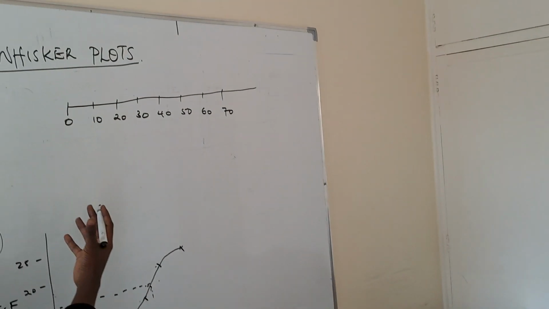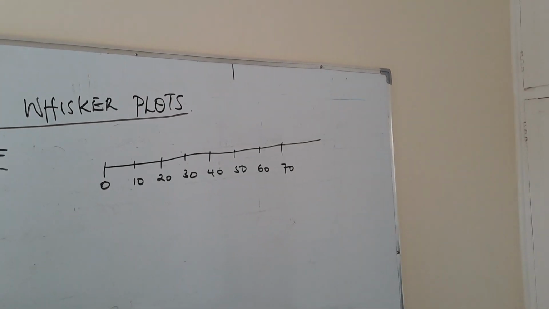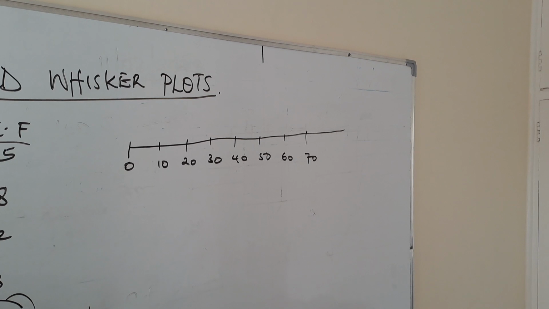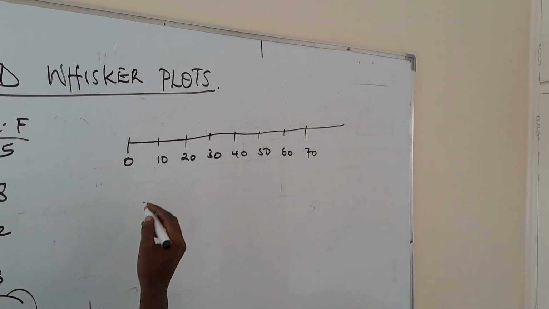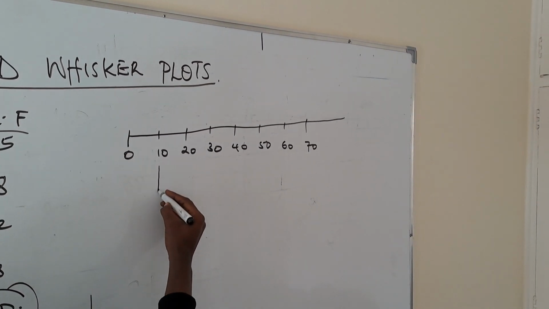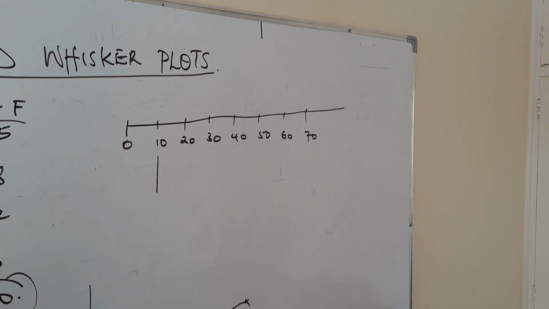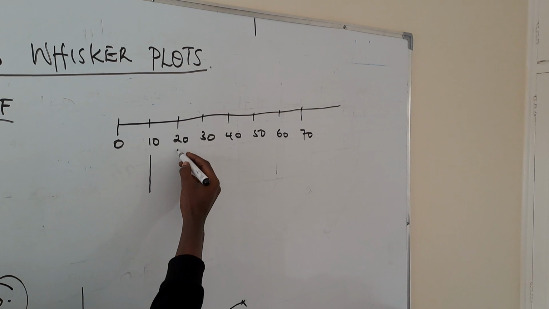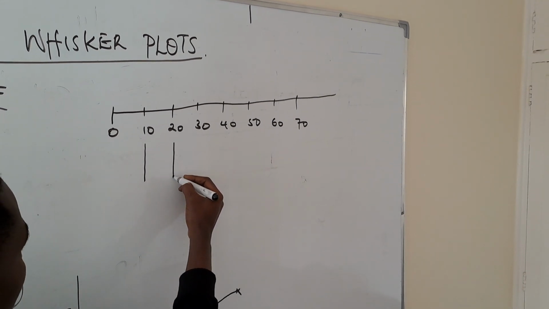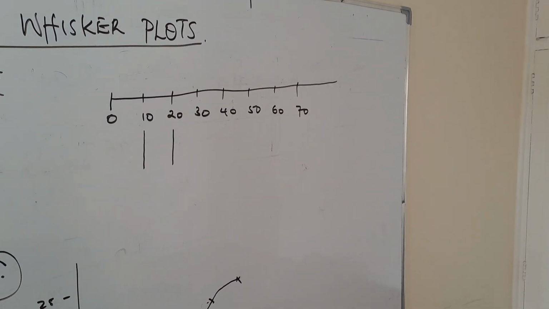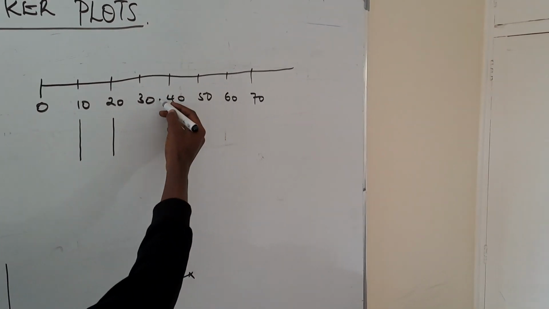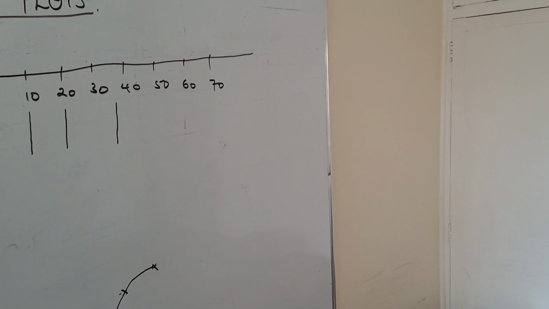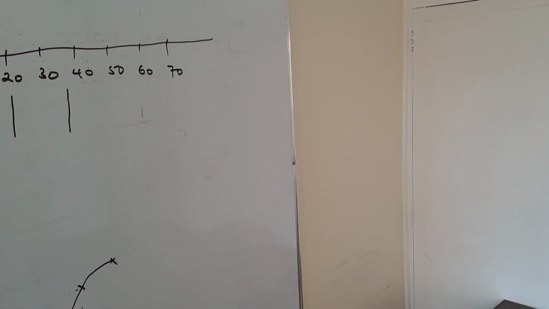So we can now use this number line to draw our box and whisker plot. According to the calculation, the minimum value was 10. So this is where the minimum value will be. And then we calculated the lower quartile. The lower quartile was 20. So the lower quartile is here, 20. And the median was 35. The median was 35. And then finally we have the upper quartile, which is 45.